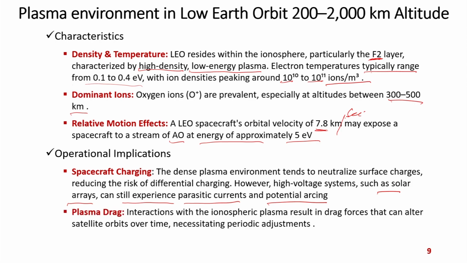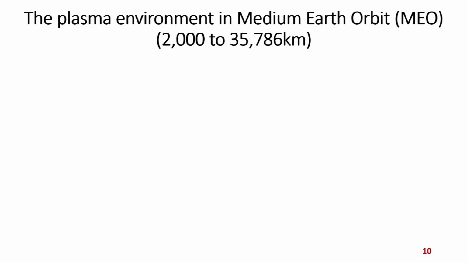Then plasma drag, which you have already seen in the relative motion effects. Interaction with the ionospheric plasma results in drag forces that can alter the satellite orbits over time, necessitating periodic adjustments. Then the medium Earth orbit. This is the orbit, the altitudes.